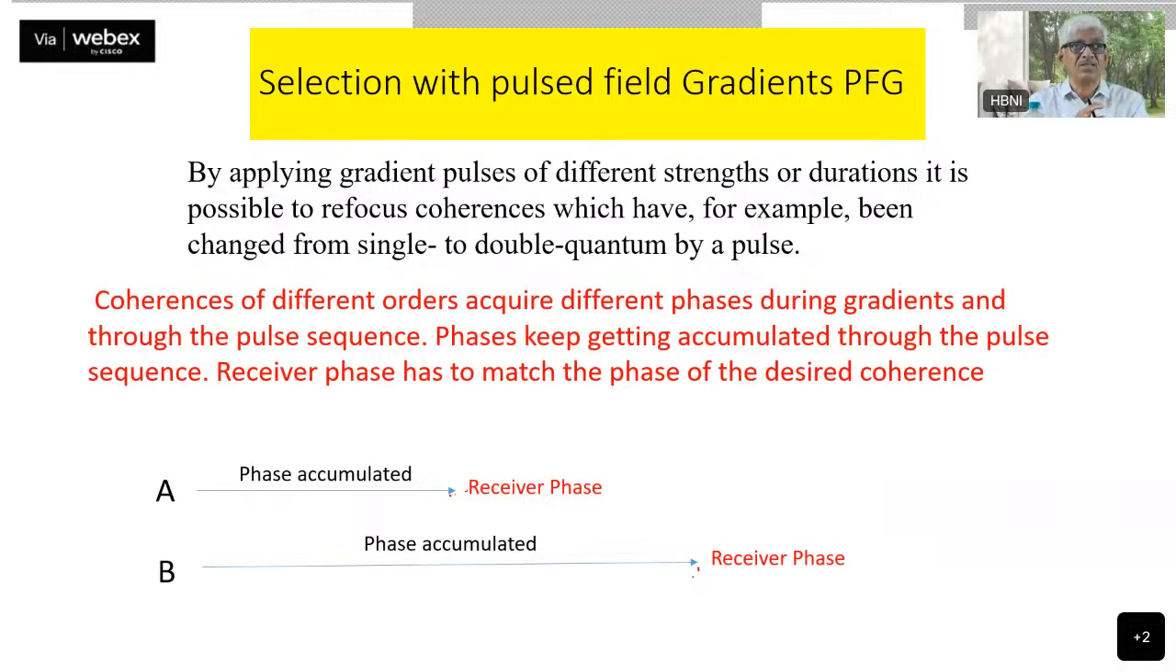The desired coherence is selected by appropriately calculating the phase accumulated through the pulse sequence and adjusting the receiver phase to that. Okay, so this is the general principle.